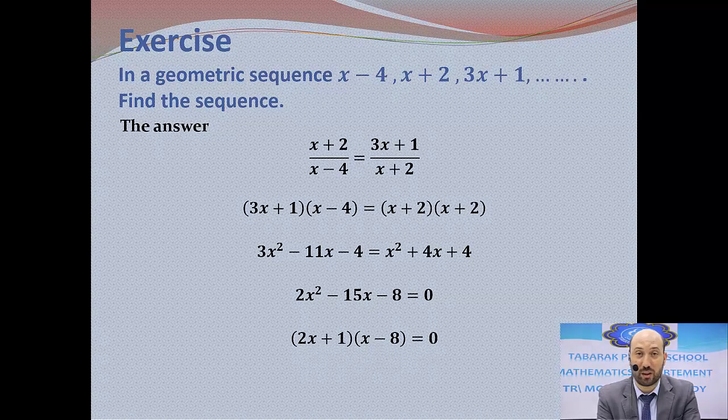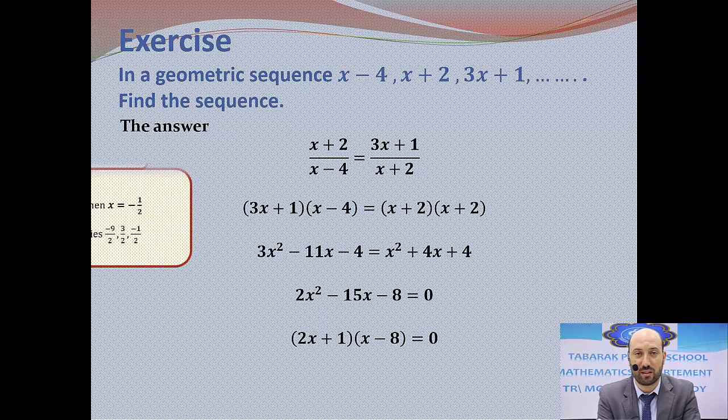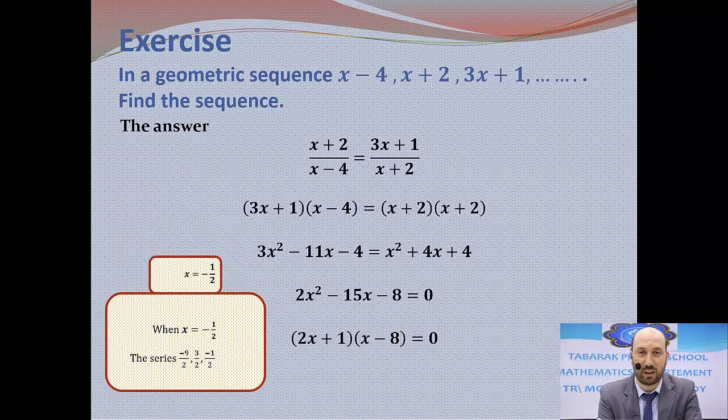When we factorize it, we will have 2x plus 1 times x minus 8. So here we have to solve it. We will have two values. The first value, x equals negative half. When x equals negative half, we have a series. We are going to substitute it in the value of x minus 4. It will be negative 9/2. When we substitute in x plus 2, we will have 3/2. When we substitute in 3x plus 1, we will have negative half. So that is the first series, when x equals negative half.